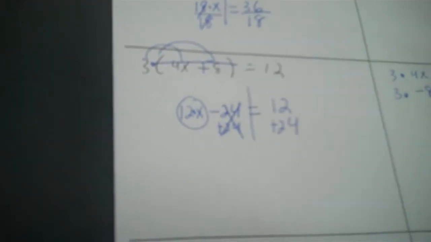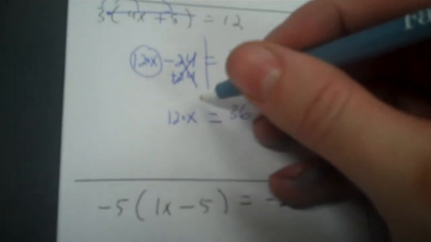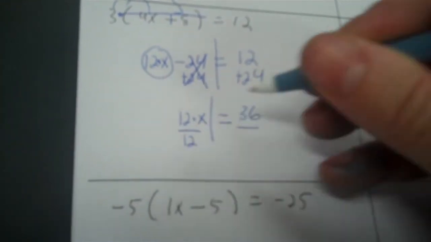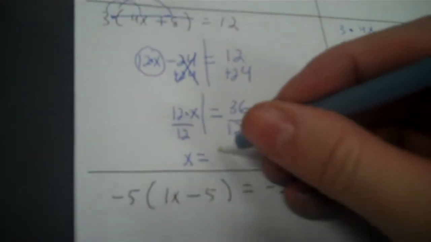And then I add 24 to 12, so I line up my equals, and I have 12 times x, and over on the other side, 12 plus 24 is 36. Then x is still being multiplied, so I have to divide by the number with the x, which is 12. And 36 divided by 12 gives me 3. So x is equal to 3.